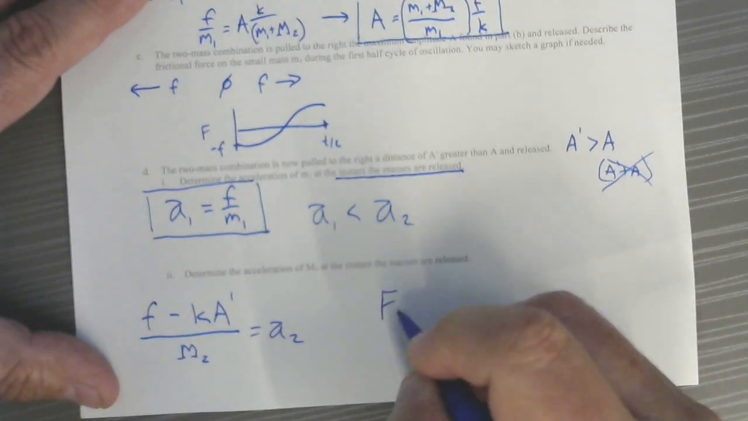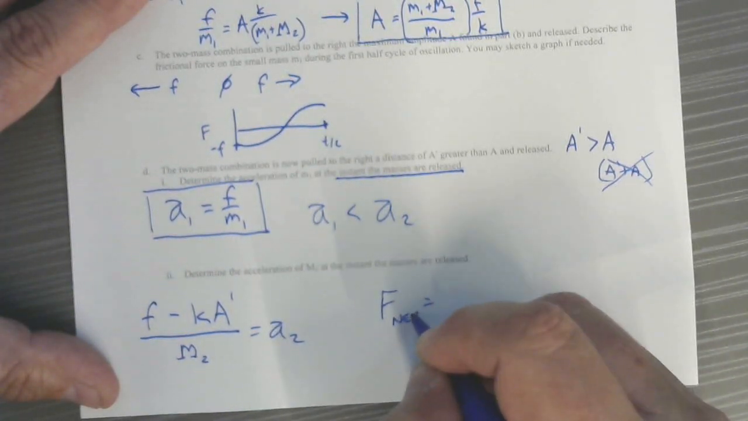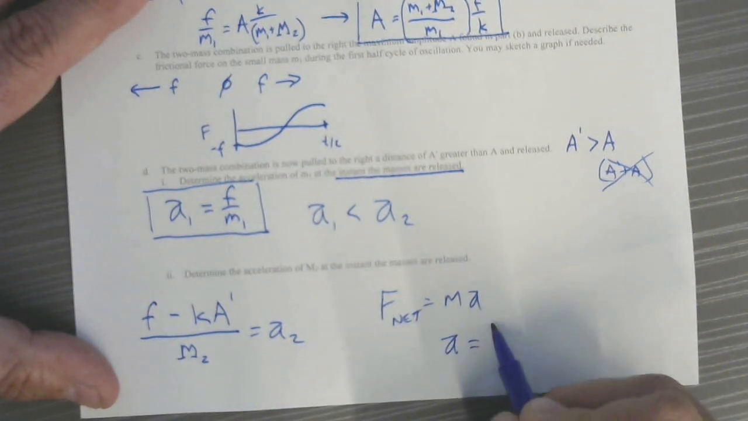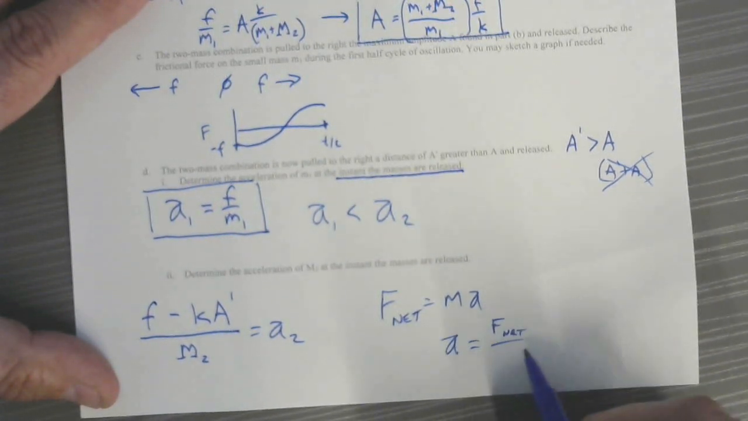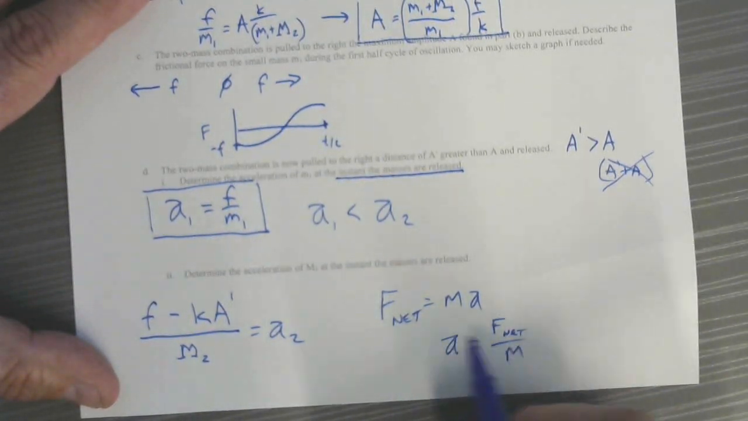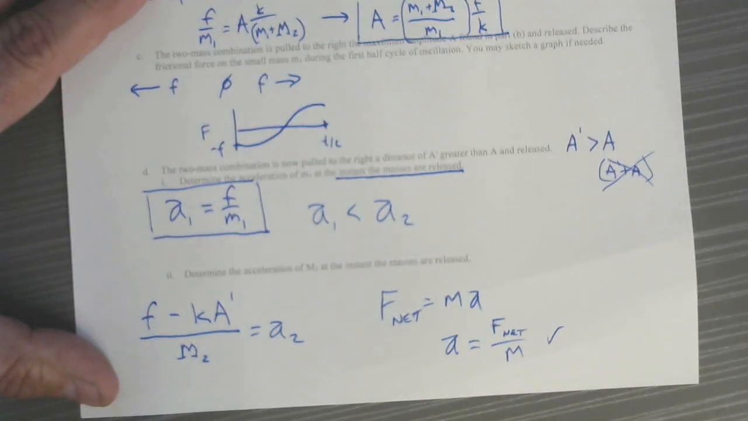What I did is I did net force equals M times A. I just wrote this as F net divided by M. I do so much of this that this is in my head right now. Okay, that's the solution to this thing.